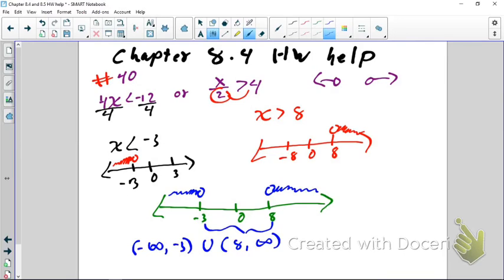And if I were to choose some points within here and some points within here, it's going to make the statement true. But if I were to choose any points that are between negative 3 and 8, it's not going to make the statement true.